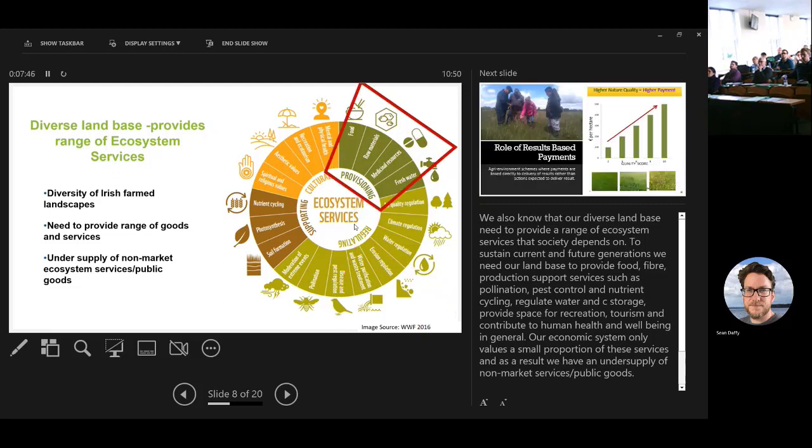One of the major issues we have, though, is that in terms of the supply of these services, only certain ones, particularly the provisioning services of food, fibre, medicines, and to a certain extent water, are monetised in our market system. A lot of what we're dependent on are non-market ecosystem services, or what is termed in economic terms public goods, that are not paid for through the market or recognised through the market. As a result, we have an undersupply of all these supporting, regulating and cultural services that we also depend on for human well-being. So there is an imbalance there.